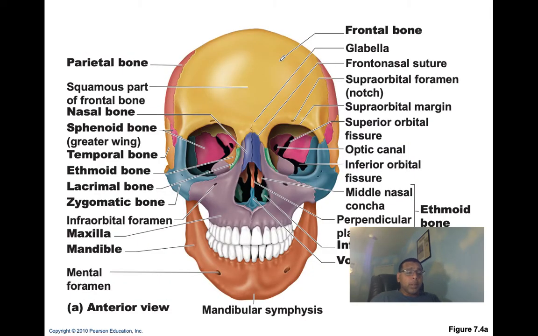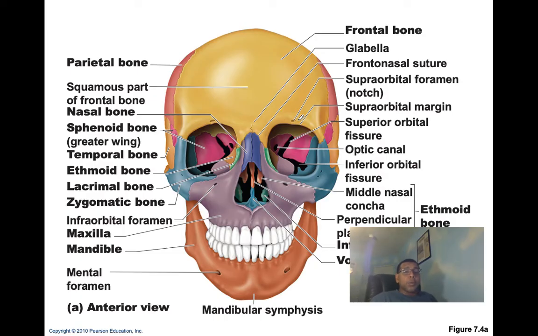Next, we have the supraorbital margin. The supraorbital margin is the thickened superior margin of the orbits. You can see it on both sides. They're found underlying the eyebrows, so the eyebrows will be found overlying these supraorbital margins. So above here we would have eyebrows on both sides. The supraorbital margin is found lying under the eyebrows.